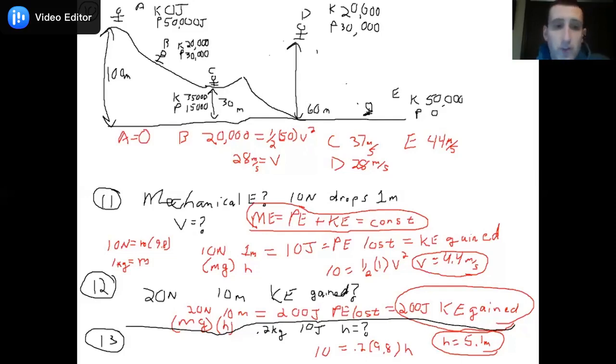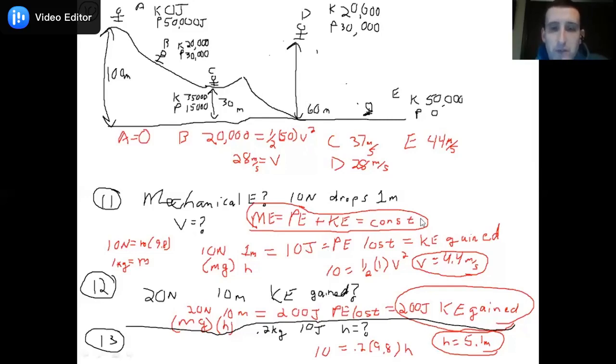Anyway, 40 joules is supposed to be the answer to the first part, but you are supposed to understand that the energy has not changed. The mechanical energy has not changed as it has fallen. The second question is, what is its velocity after it's fallen 1 meter?